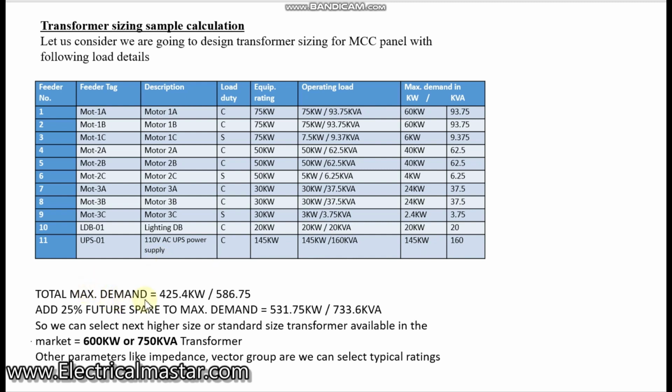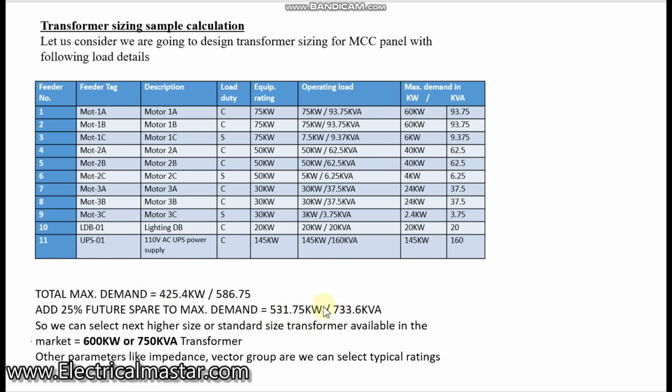Similarly, with all diversity factors you will get the maximum demands. So total maximum demand you can find by just adding all these individual demand values, and you will get 425.4 as the total maximum demand. In the same way, add all these kVA and you will get 586.75. With this 425 kilowatt you have to add the future 25% spare. If you add 25%, it will be 531.75 kilowatt or 733.6 kVA.